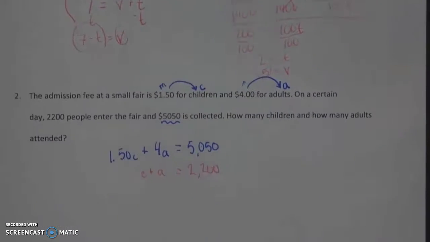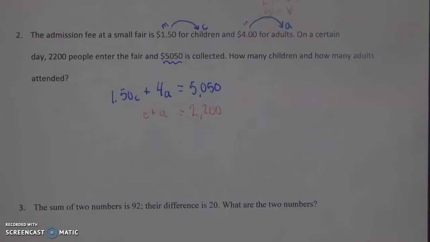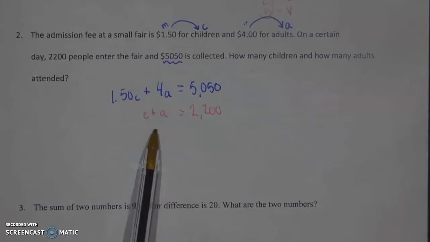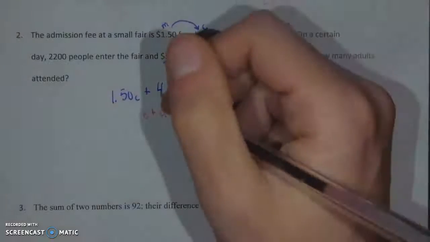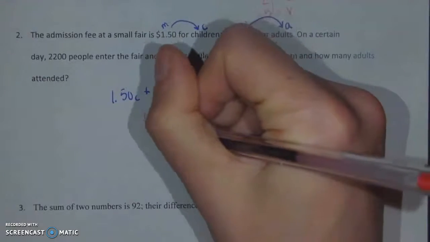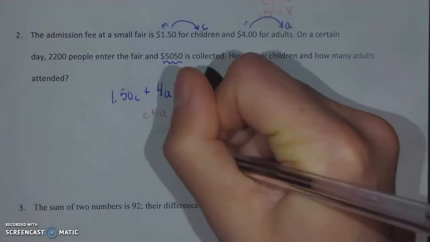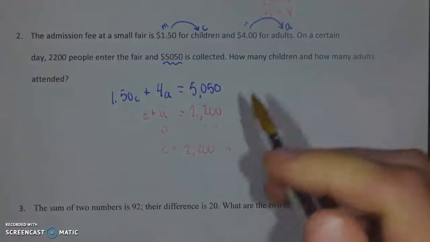Okay, let's solve the second equation that we have here, and that one was the one with the admission fee at the small fair. So when I'm solving this one, I'm again going to use substitution simply because these terms are almost by themselves already. And I'm going to subtract a from both sides. So this gives me c is equal to 2,200 minus a.